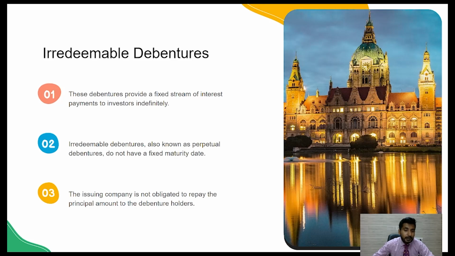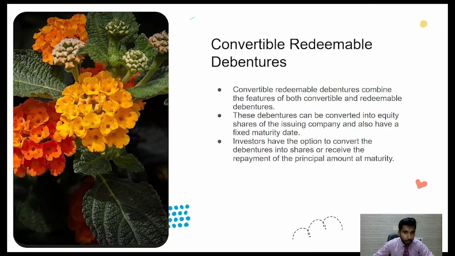The issuing company has no obligation to pay the principal amount to the debenture holders. Then come the convertible redeemable debentures. Convertible redeemable debentures combine the features of both convertible and redeemable debentures. These debentures can be converted into equity shares of the issuing company and also have a fixed maturity date. Investors have the option to convert the debentures into shares or receive the repayment of the principal amount at maturity.